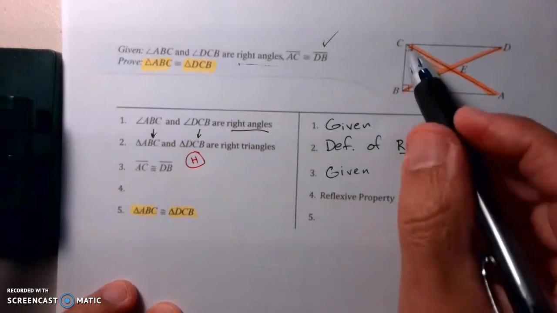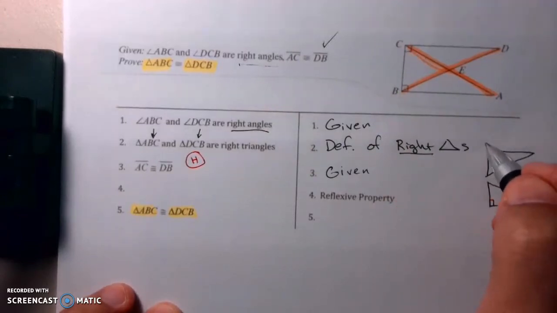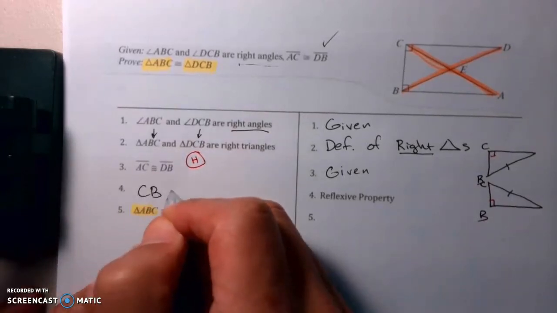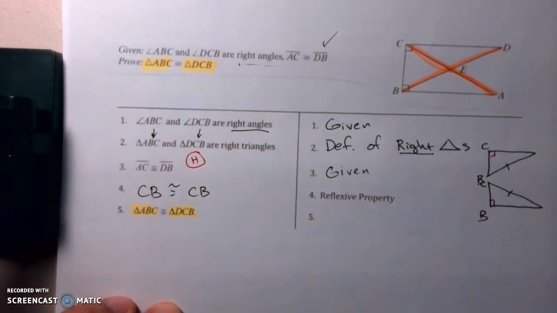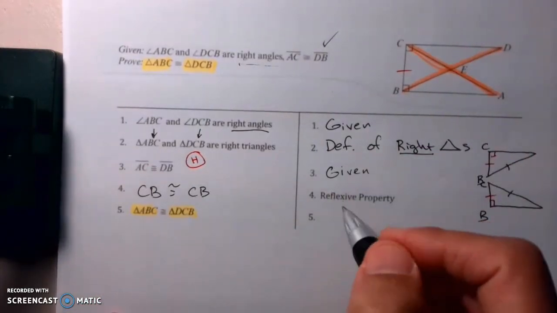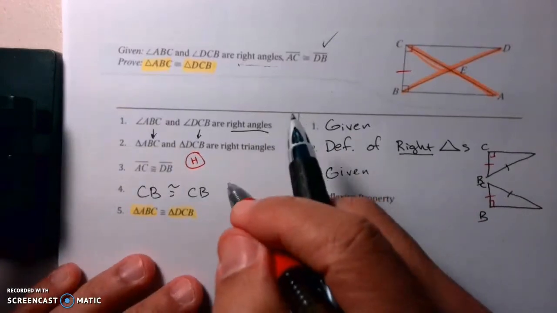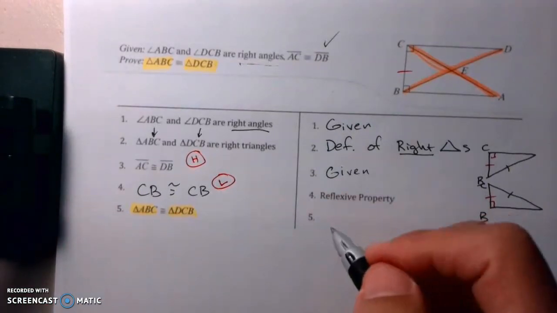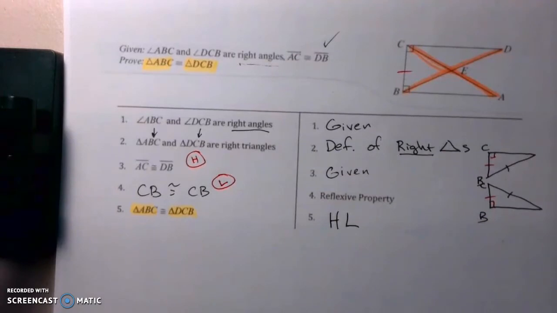And then it says something, something, and then reflexive property. Well, what side is being used in both of the right triangles? It would be C to B, C to B. So that's what we're going to say. CB is equal to CB. And that's this tick here. And you need to realize that this is reflexive property. This is not a side. This happens to be a leg. And so now we got enough to prove that the two right triangles are congruent, and we're just going to go with hypotenuse leg. Okay, hypotenuse leg.